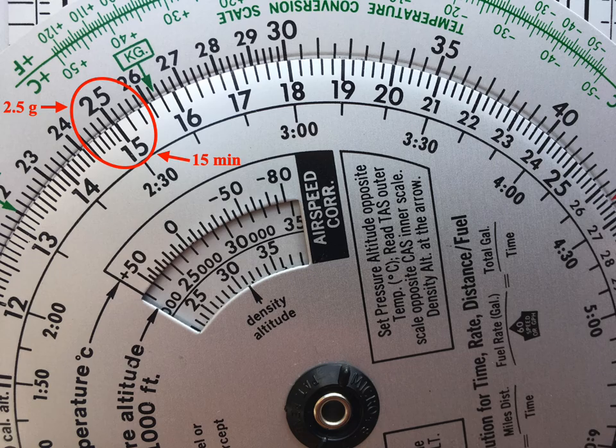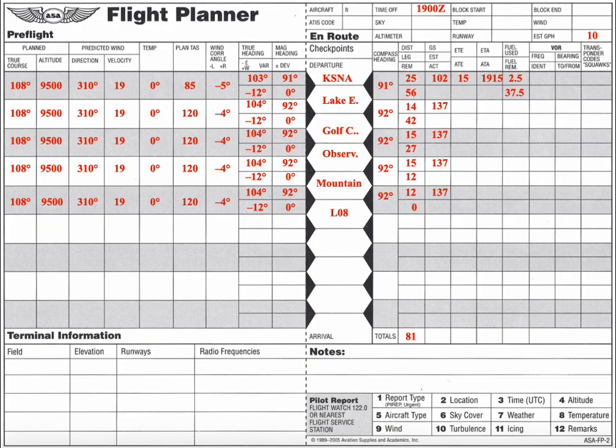Looking over at the 15-minute mark, we see that it lines up with 25. Obviously, this can't mean 25 gallons in 15 minutes, so we move the decimal over from 25.0 and make it 2.5 gallons in 15 minutes. That makes sense. Returning to the flight planner sheet, we fill in 2.5 under fuel used. Assuming we will start off with 40 gallons of fuel, there will be 37.5 gallons remaining.